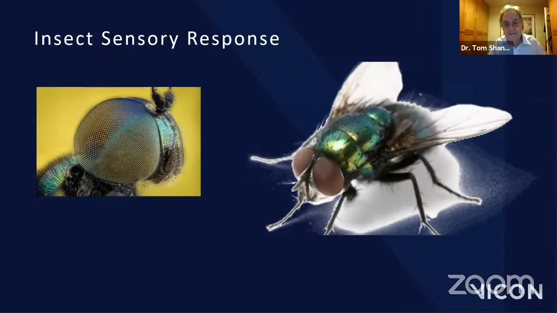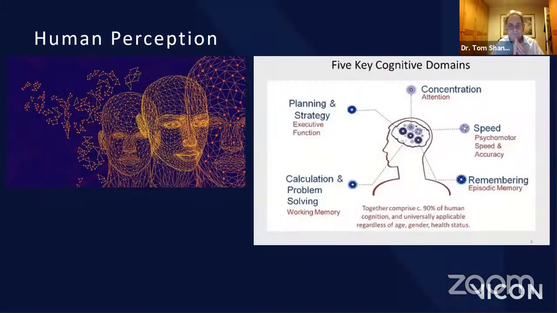Fortunately, we are better prepared for such things. We have 5 cognitive domains to try and assess and interpret the information from the many senses that are hitting our brain all at the same time. And they include concentration or attention; speed, so psychomotor speed and accuracy; remembering, so we have episodic memory; planning and strategy, so executive functions; and calculation and problem solving. Together, they make up 90% of human cognition and are universally applicable regardless of age, gender, or health status. And this is how we have evolved to where we are now.